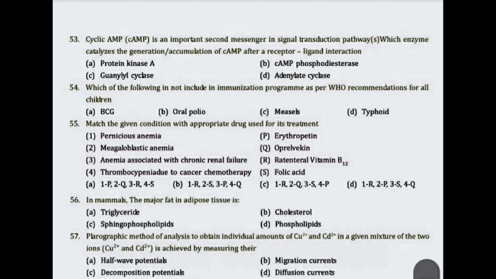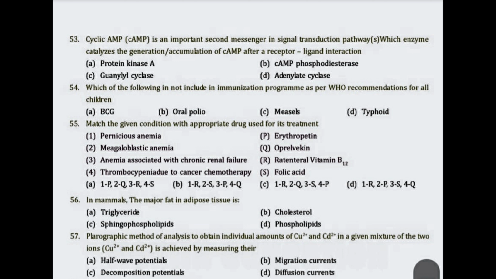Number 53. Cyclic AMP is an important second messenger in signal transduction pathway. Which enzyme catalyzes the generation or accumulation of cAMP after a receptor ligand interaction? Option A, protein kinase A, B, cAMP phosphodiesterase, C, guanylyl cyclase, D, adenyl cyclase. What is the correct answer? Option D, adenyl cyclase is the correct answer.